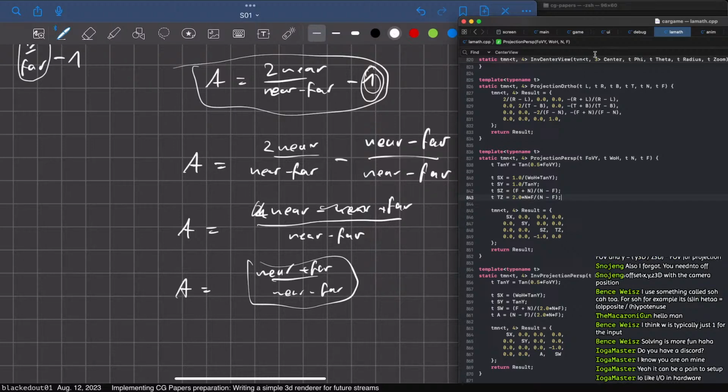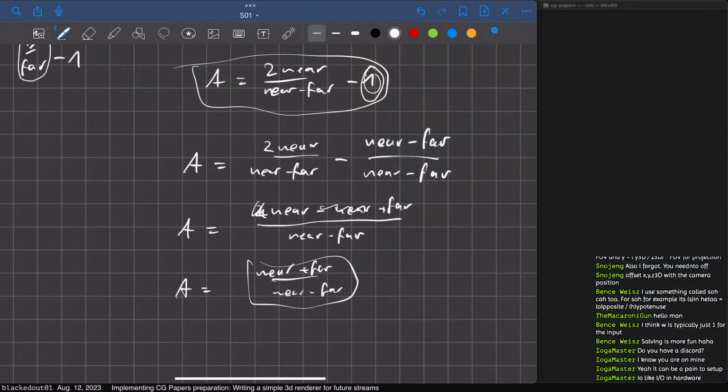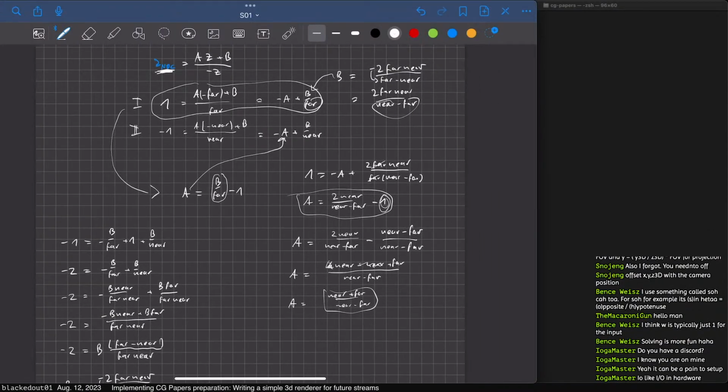Okay, so Yoga Meister. Okay, nice. And this is far plus near, near minus far. Okay, so this equation is correct too. Very nice. So basically that means we are done with the derivation.